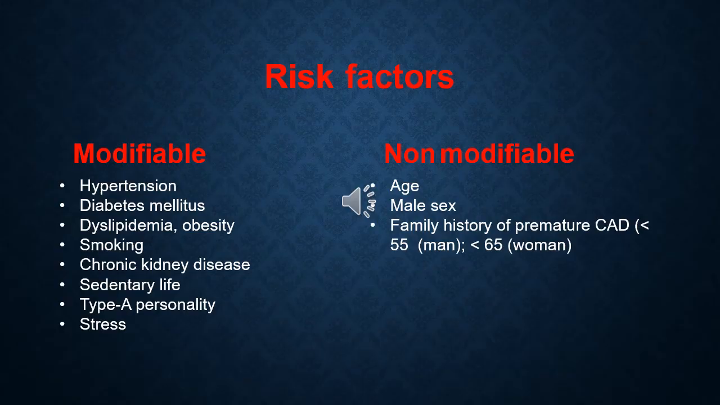Regarding the risk factors of atherosclerosis, we have modifiable and non-modifiable risk factors. Modifiable risk factors are hypertension, diabetes, dyslipidemia and obesity, smoking, chronic kidney disease, sedentary life without exercise, and type A personality, which are the stressful persons. And non-modifiable risk factors are old age, the male sex, and the family history of premature coronary artery disease, males less than 55 and females less than 65 years old.